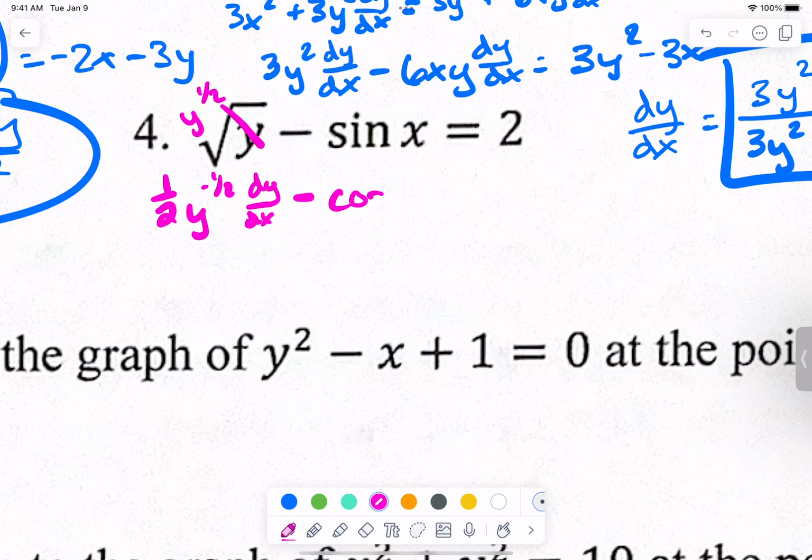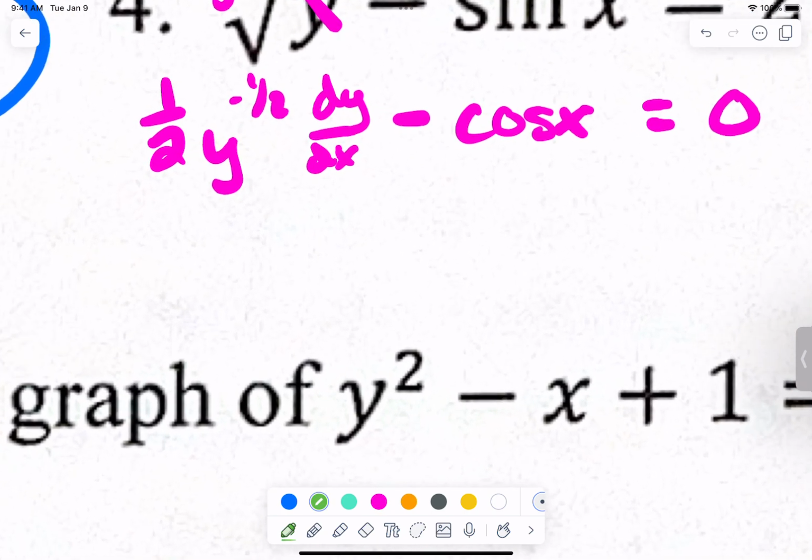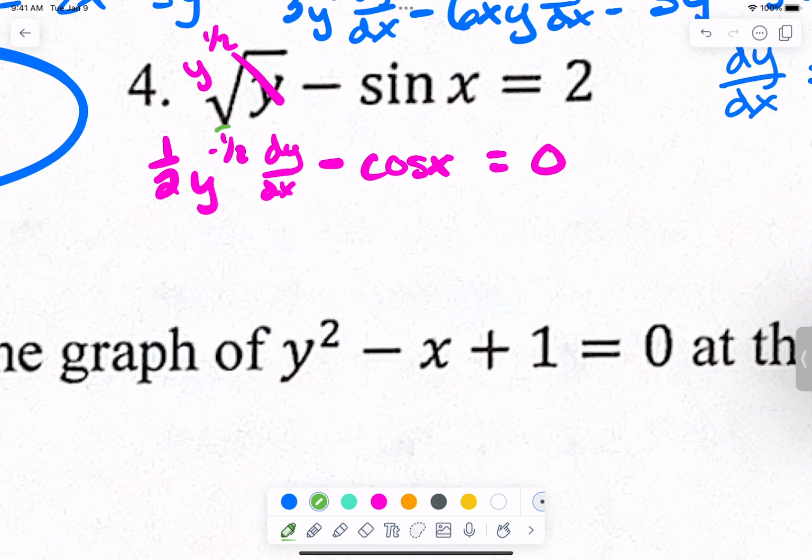So cosine is the derivative of sine, and the derivative of 0 is 0. I did that wrong. Now this guy right here, y to the negative 1/2 power, means I put him to the bottom. So if I put him underneath with the 2, he's now to the positive 1/2 power, which means he is the square root of y. Do you see how that works? Okay, I bumped him to the bottom, and now he's a square root.